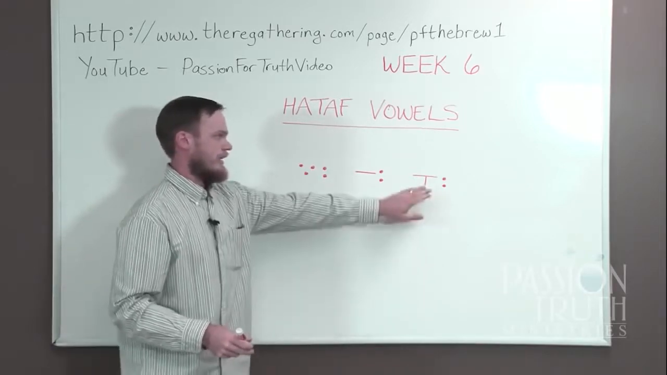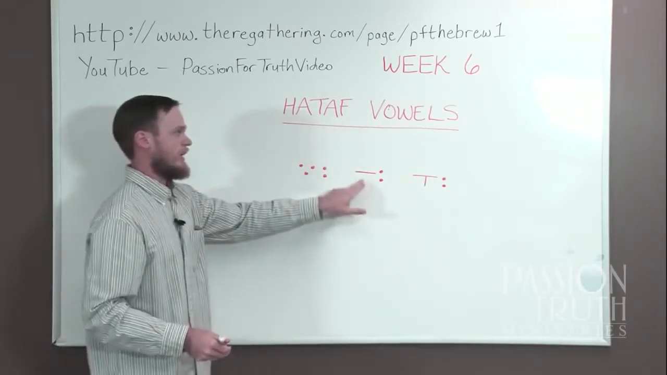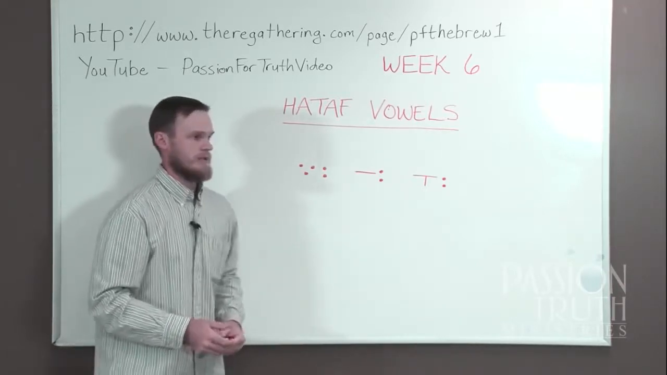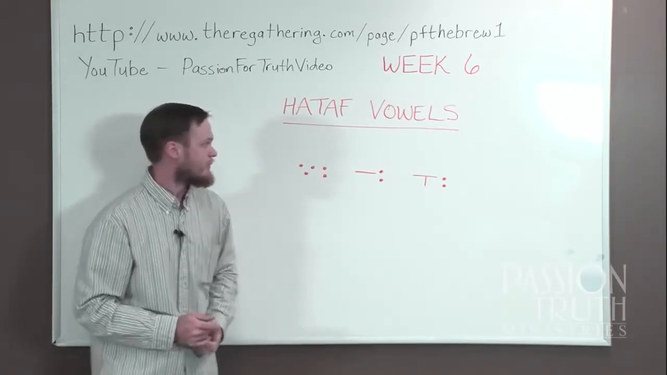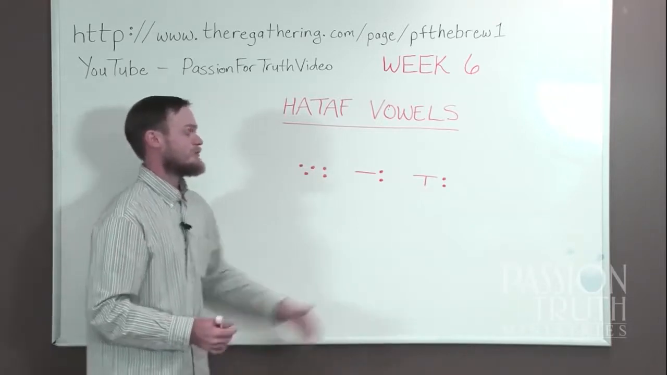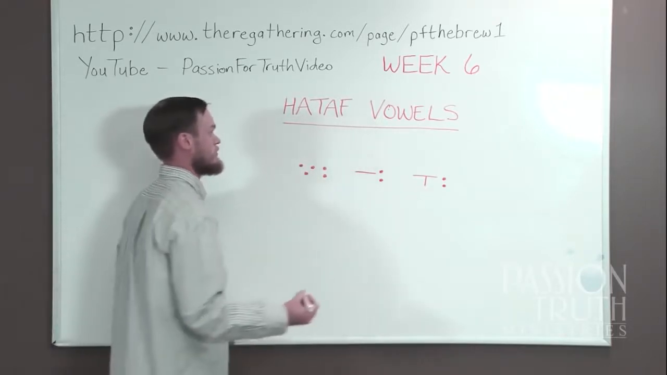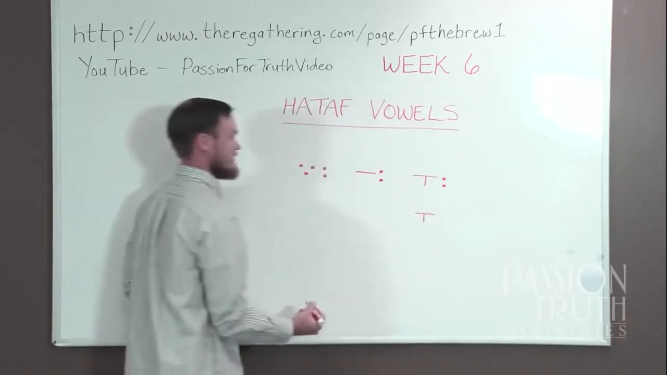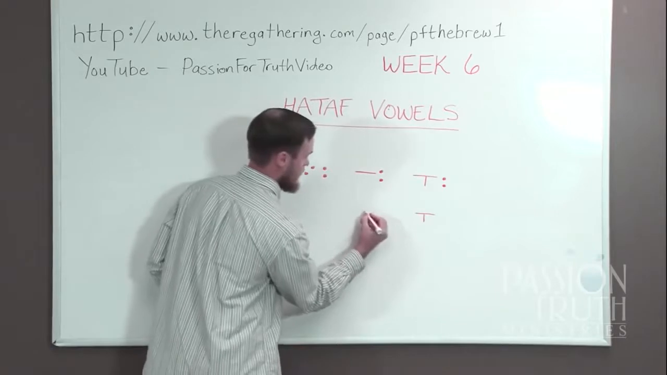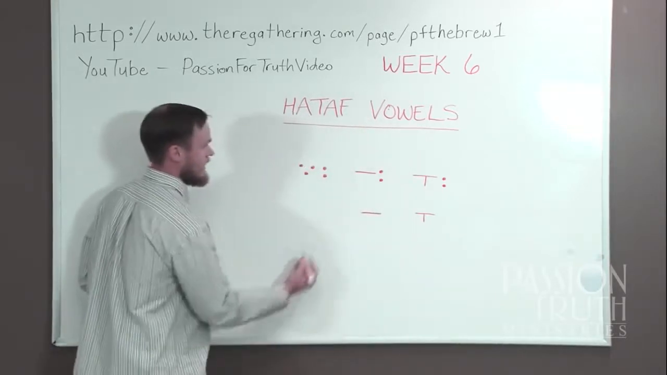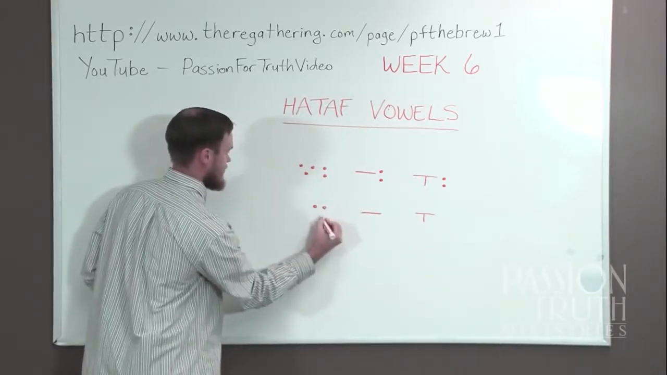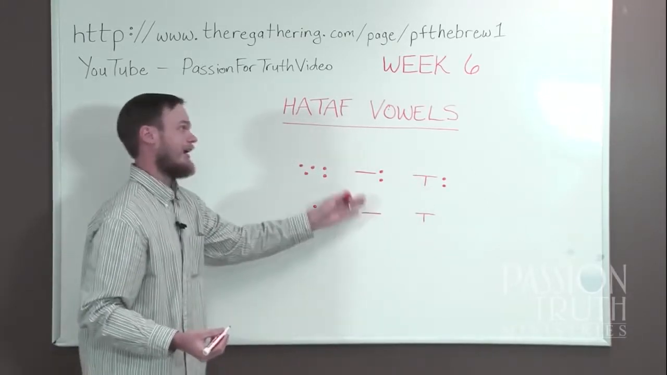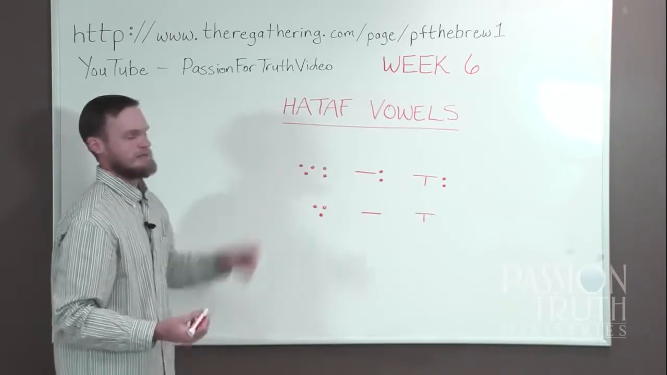And it looks just like a kametz with a shva next to it, a patach with a shva next to it, and a segol with a shva next to it. And that's because that's exactly what it is. These vowels make the exact same sound as their counterparts without the shva. Okay, so a chataf kametz makes the exact same sound as a kametz, a chataf patach makes the exact same sound as a patach, and a chataf segol makes the exact same sound as a segol. Okay, so and eh.